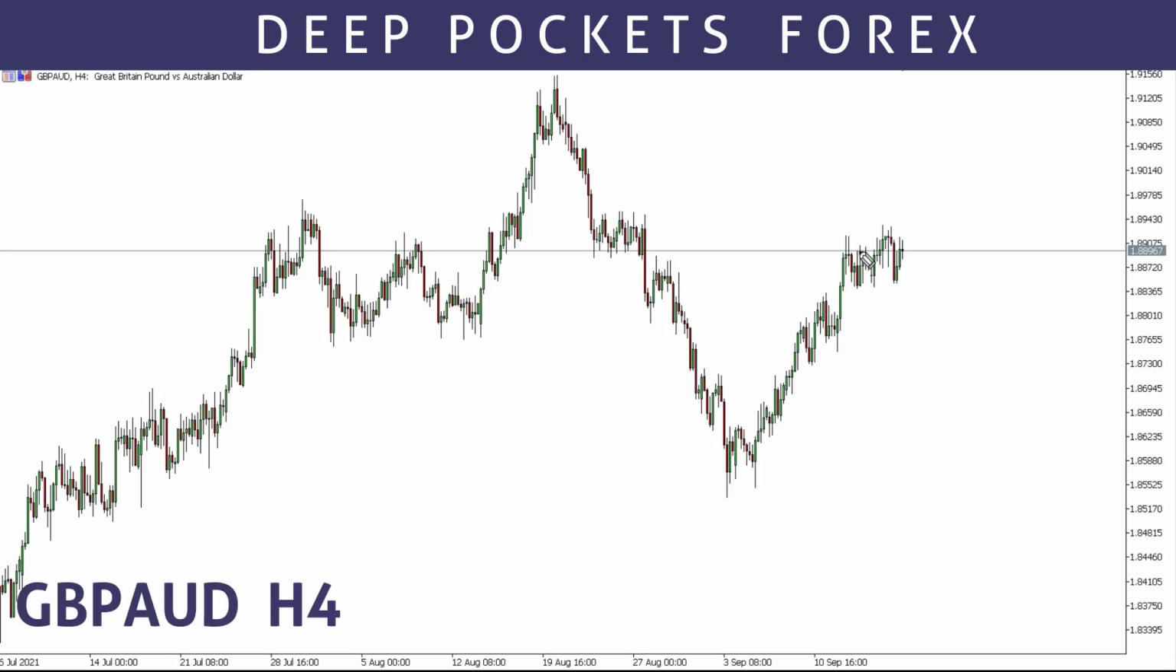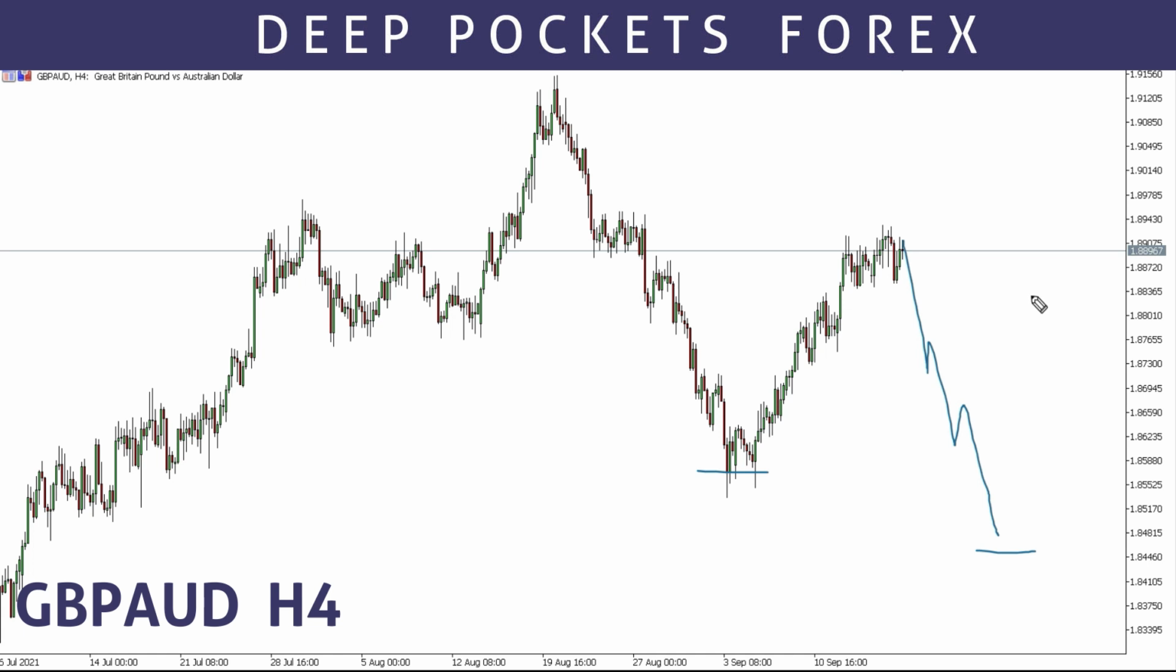GBP AUD. Now for GBP AUD, this is what we can expect this next week. If we get a sudden impulse here like this, we expect price to start moving down like this. That is what we can expect on GBP AUD. Or we can just have price moving like this, breaking previous low all the way down to this area. That is what we are to expect.